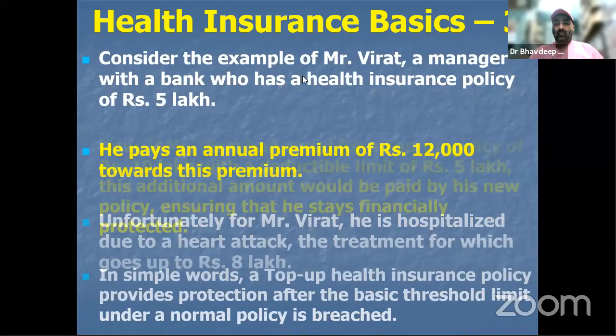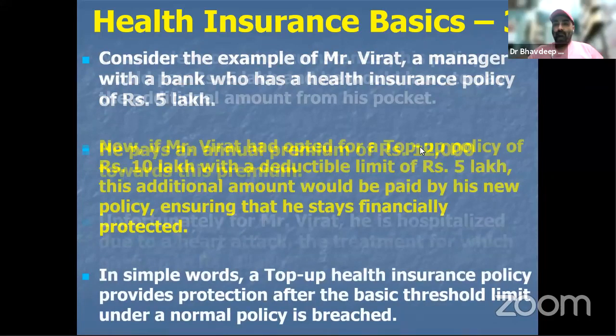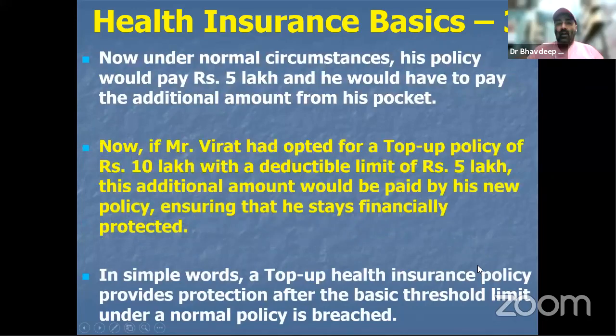But if he had a top up of 10 lakh, that means 5 plus 10, with a deductible of 5 lakhs, again deductible is something which has to be chosen by you, then the additional amount would be paid by his new policy, ensuring that he remains protected. So even if you have a 5 plus 10 lakh cover and a deductible of 5 lakh, that means the deductible is already taken care of. You still have a 5+5 cover. Your 8 lakh bill would then be handled as the top up or super top up comes into action when your basic limit is breached.